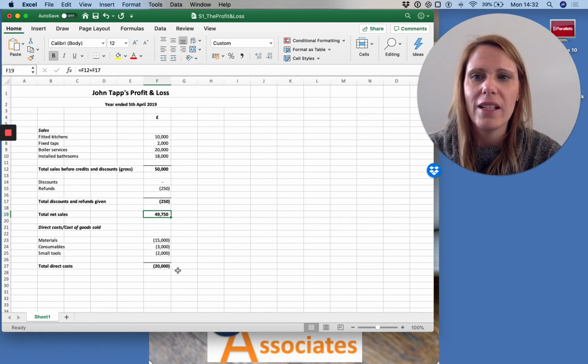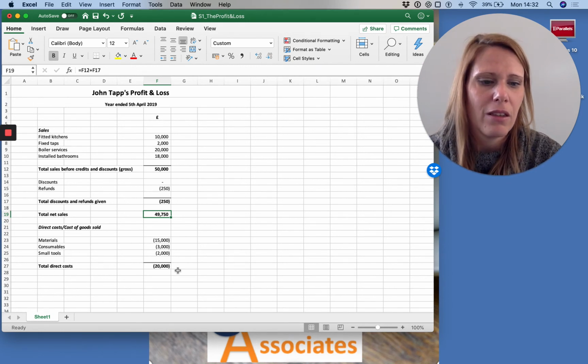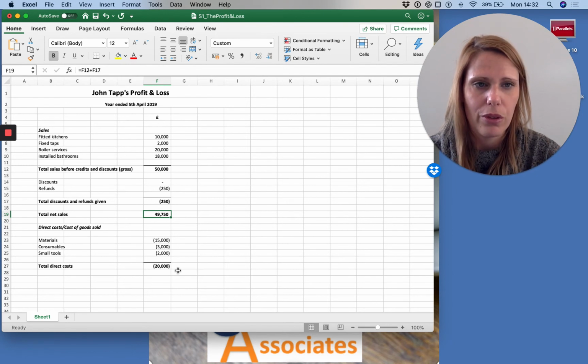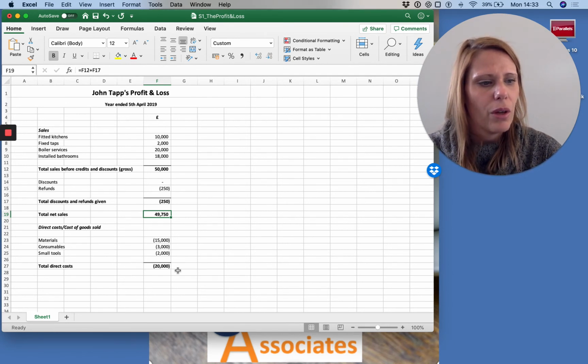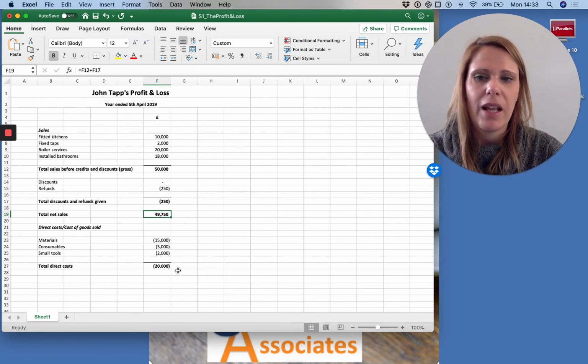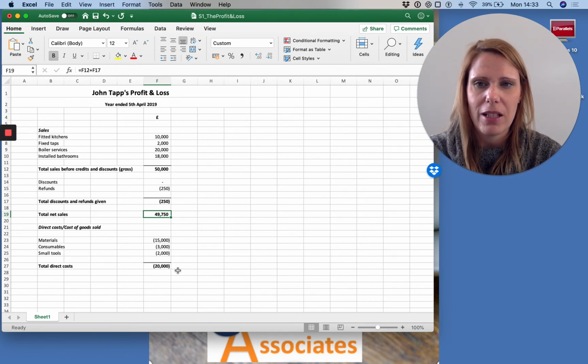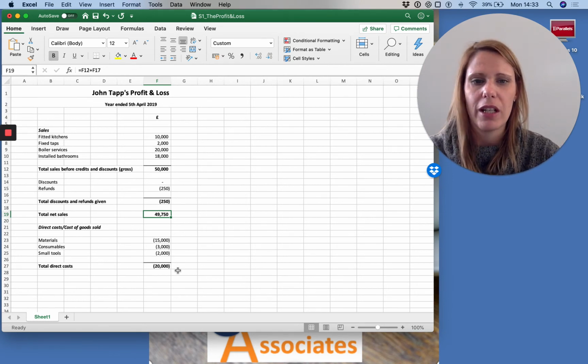So the way to think of your direct costs is in terms of the costs in order to deliver the level of service and sale that you want to do. One other cost that might come into direct costs is labour. Now, labour is one that you have to think about a little bit, because it could come into overheads, which we're looking at in a later series, or it could come into direct costs.